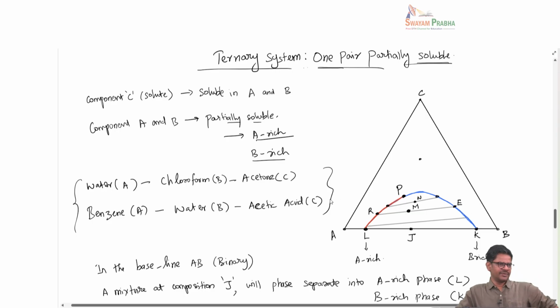In terms of operation, what we would do is take a feed mixture that is predominantly A and C.